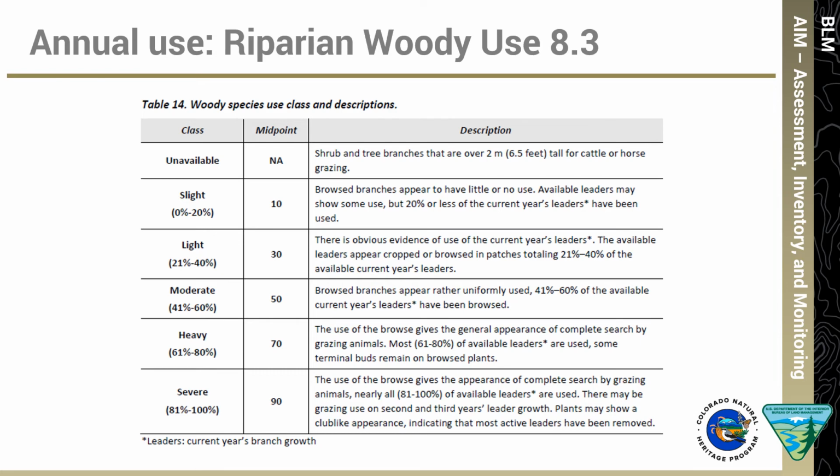Here is Table 14 from the field protocol, the woody species use classes and descriptions. The use classes range in 20% increments, and the midpoint of each class is recorded for each individual. For example, the light use class is 21 to 40% use on an individual, and you would record 10 for slight use, which is the midpoint.